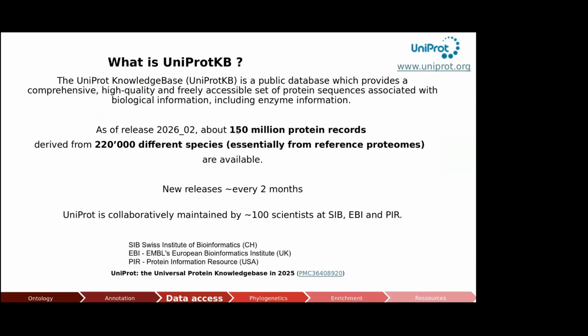We had a release last week, 2026-02, which publishes around 150 million protein records from about 220,000 different species. These are essentially from reference proteomes, which means the protein complements of fully sequenced genomes. UniProt is maintained by a consortium, which consists of about 100 scientists in 3 institutions: the SIB here in Switzerland, the EBI in the UK, and PIR in the United States. And I've put a link to the latest publication on UniProt.